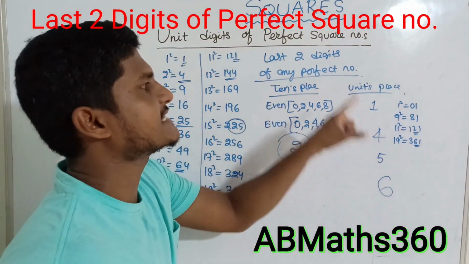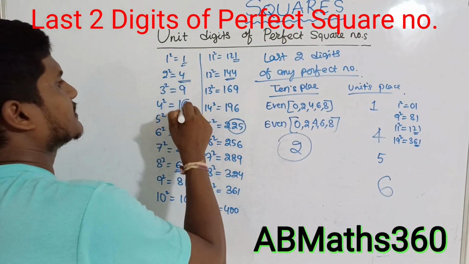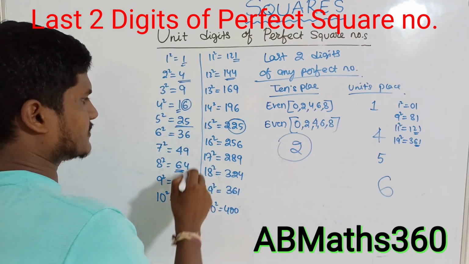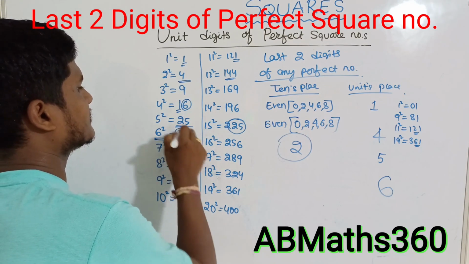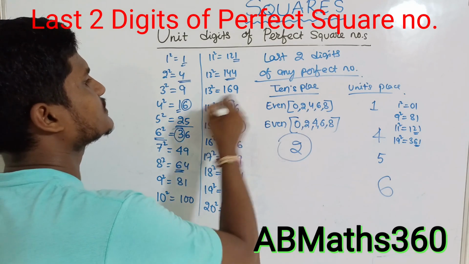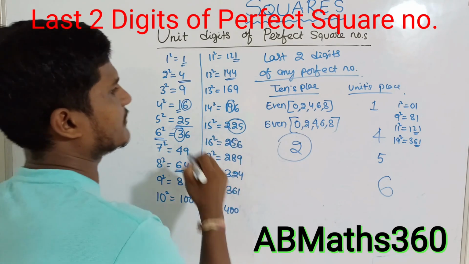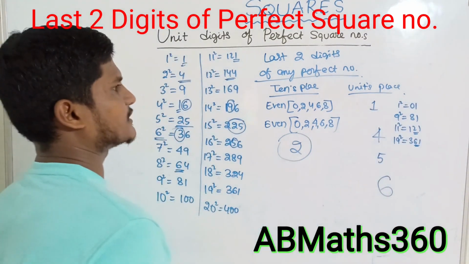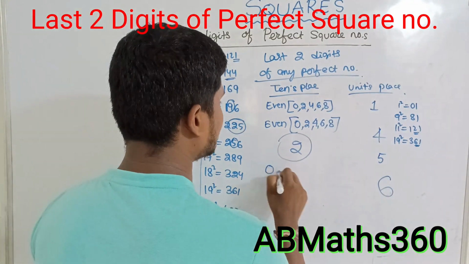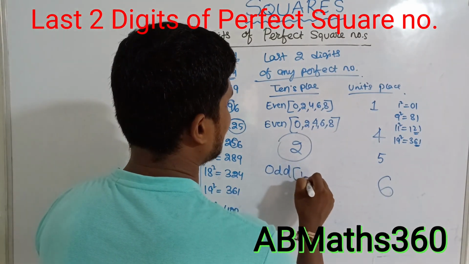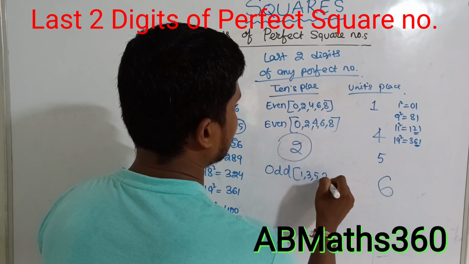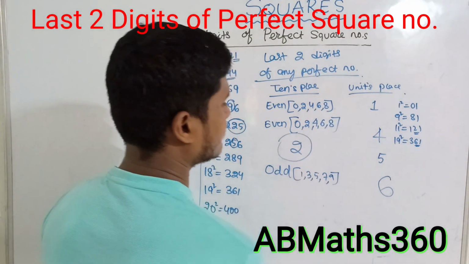And look at the 6. If the unit place is 6, look at this. Here get 1, here also 6 squared is 36, here get 3, and here get 9, and also here get 5. If the unit place of any perfect square number is 6, the tens place is always odd. That means 1, 3, 5, 7 and 9.